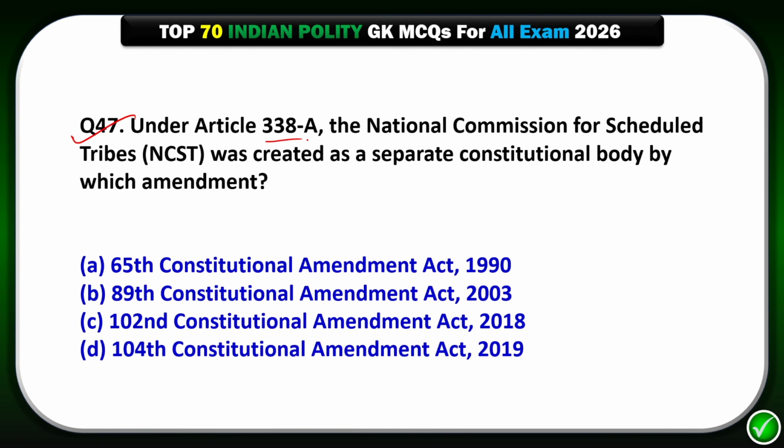47. Under Article 338A, the National Commission for Scheduled Tribes (NCST) was created as a separate constitutional body by which amendment? Option number B, 89th Constitutional Amendment Act of 2003.